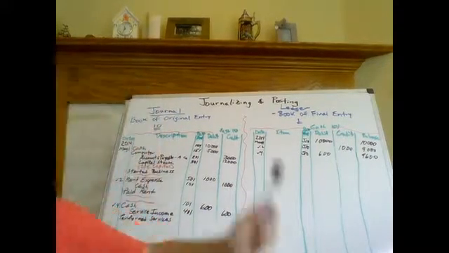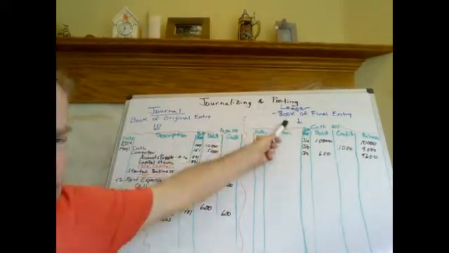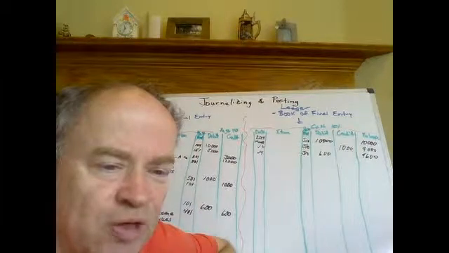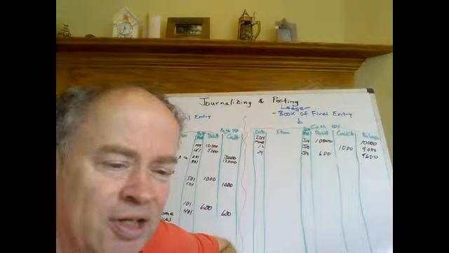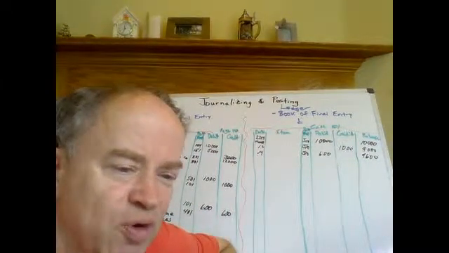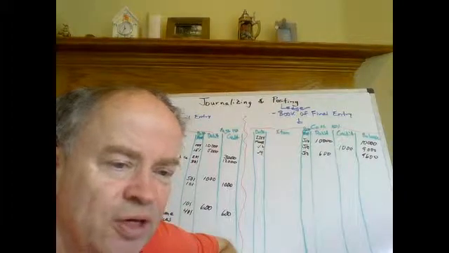So again, journal, book of original entry, ledger, book of final entry, that's where the entries stop. And at this point, then we start drawing up our financial statements and so on.